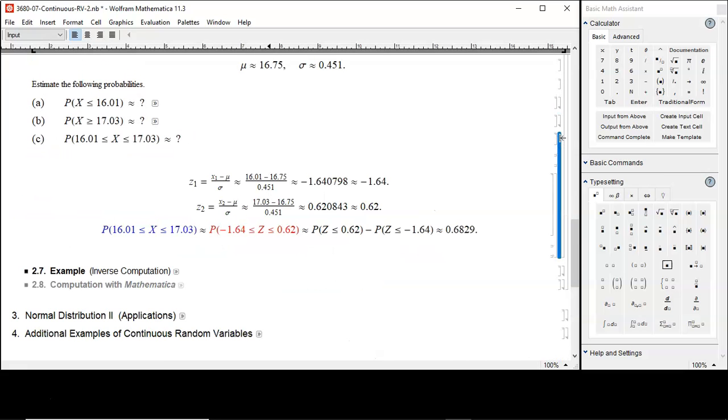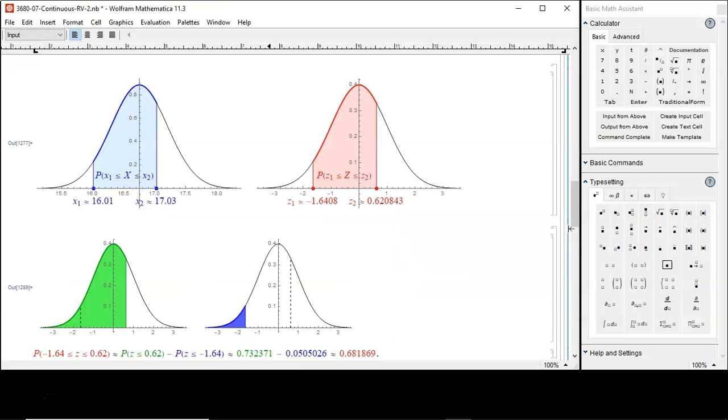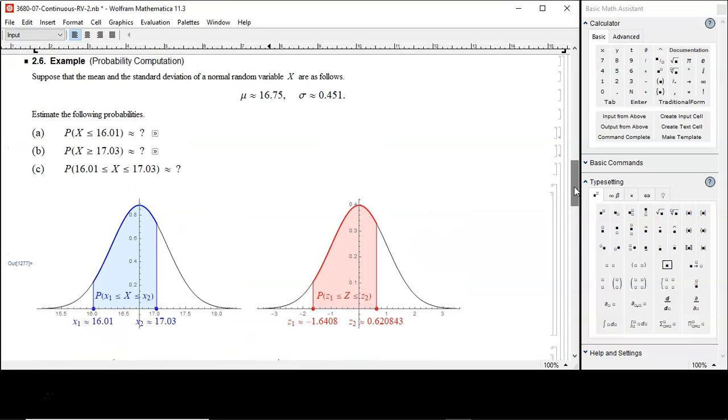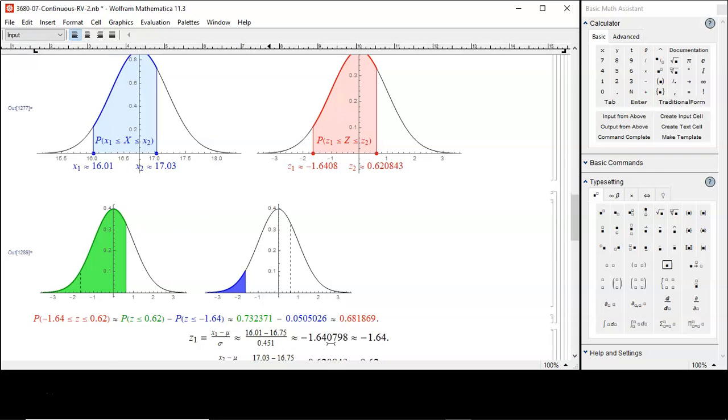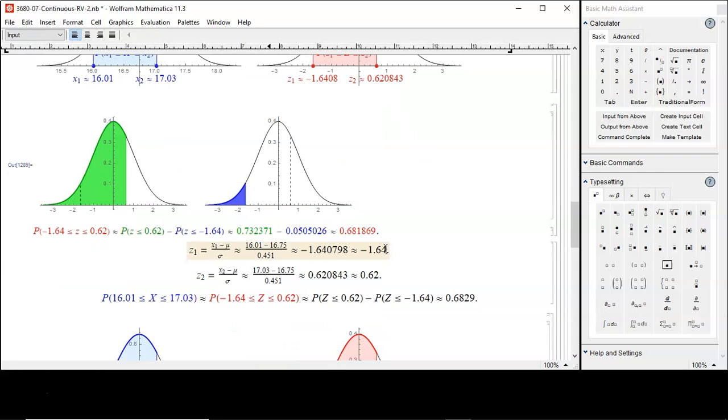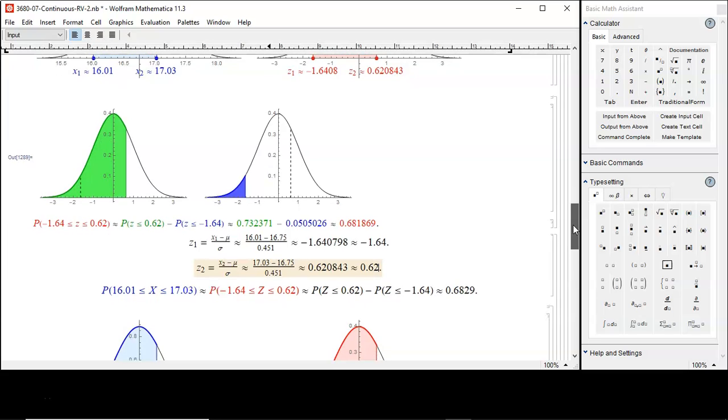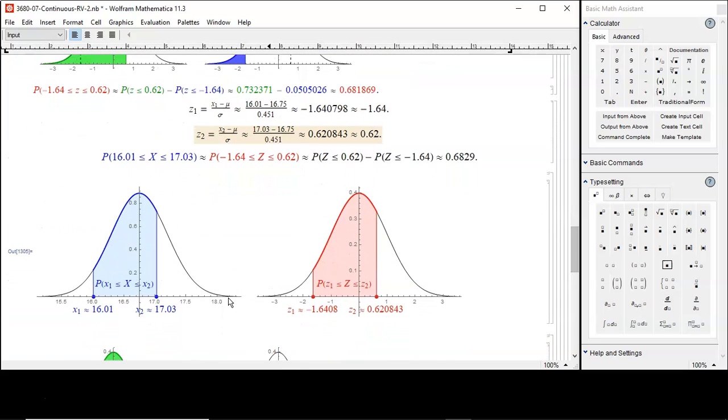And then here we have two x values, x1, x2, and we want the middle part. So we need two z-scores, z1 and z2. Both are coming from, of course, z computation, x minus mu over sigma. So what do you get? We need z-score between negative 1.64 to 0.62, which we did already. So appropriate subtraction gives me this area here that we are looking for.